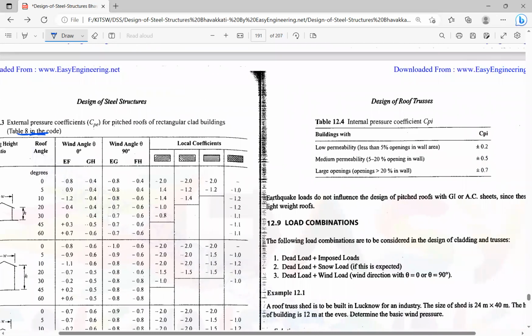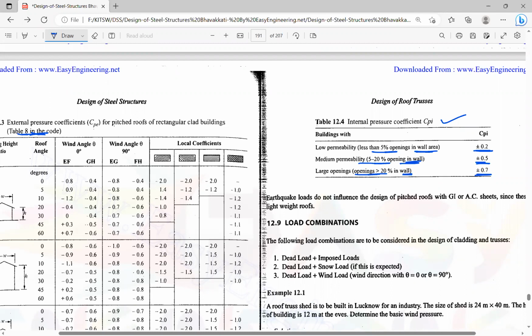CPI, internal pressure, depends upon the permeability. For low permeability, if you are providing openings less than 5% of wall area, CPI is equal to plus or minus 0.2. For medium permeability, 5 to 10% of wall opening, plus or minus 0.5. For large openings greater than 20% of wall opening, the internal pressure coefficient is plus or minus 0.2.